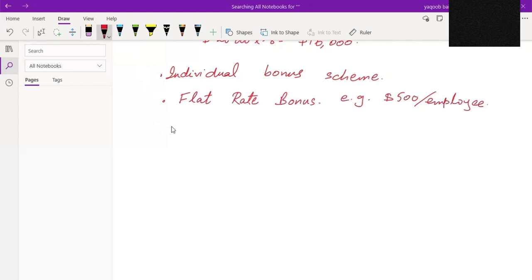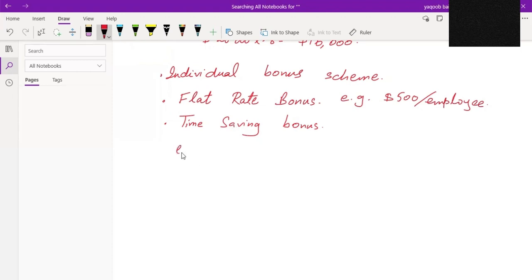Next one is time saving bonus. Time saving bonus is paid if a worker is completing his or her job before the allowed time. For example, a worker is expected to complete his or her job within 40 hours, but the worker completed the job within 35 hours. So for the remaining 5 hours, the company will pay them bonus.